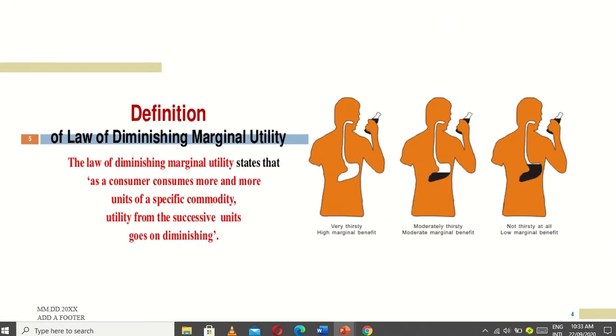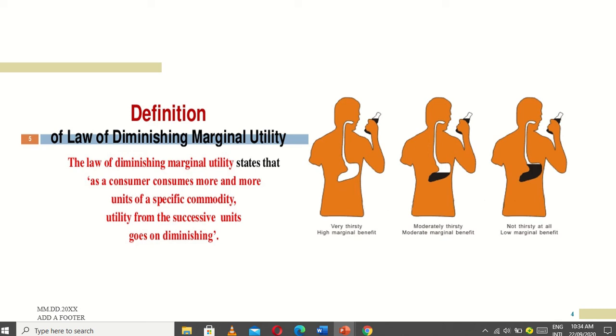There's what we call the law of diminishing marginal utility. It states that as a consumer consumes more and more units of a specific commodity, the utility from the successive units goes on diminishing. In other words, if you keep on eating the same food at the same time, the utility of that food is diminishing or decreasing. Again, the unit used to measure utility is utils.